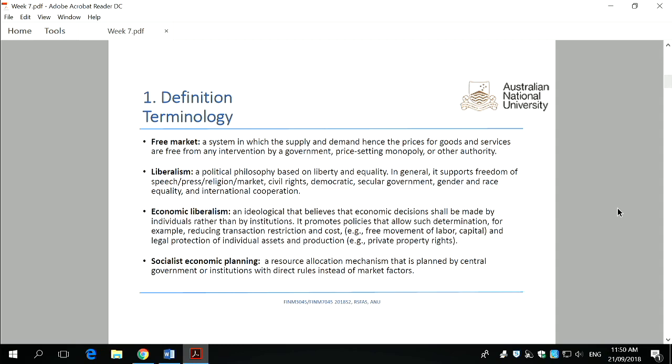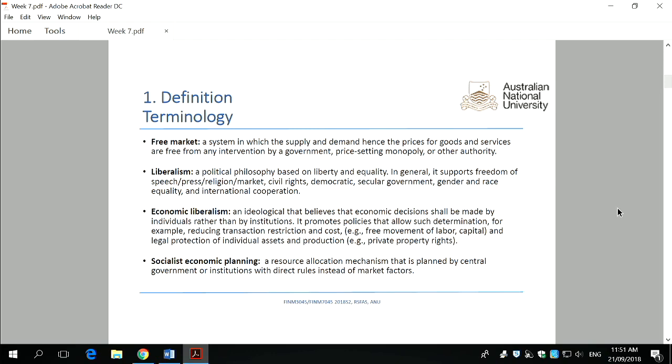Now, the last one is called socialist economic planning. That will be another extreme, in which the resource allocation and the production are all planned by the central government. So that will be the other complete corner of the spectrum from the free market, right? One is free, done by all individual respective market forces. The other side is all the planning done by the government. Okay. All good on this terminology?